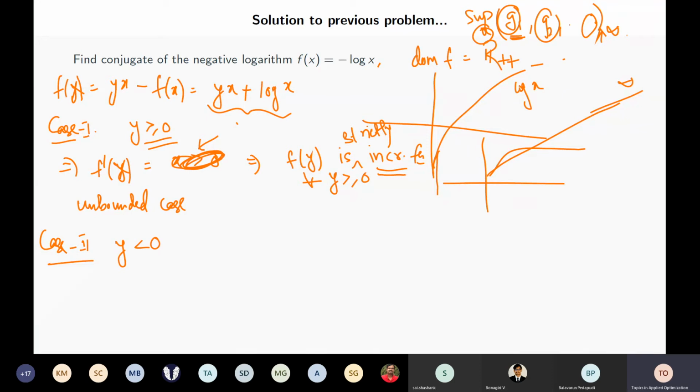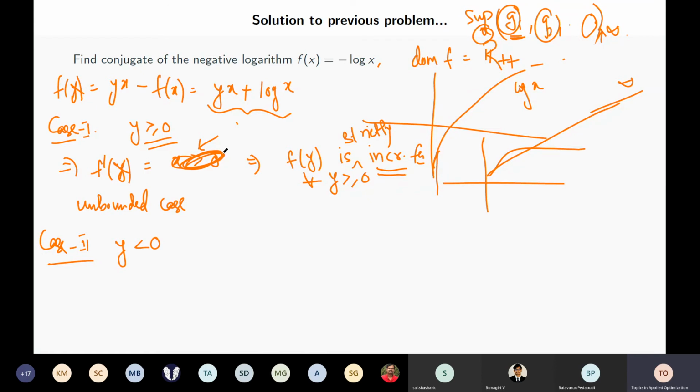Like if it is for any y, one of them is going unbounded, then the domain will be empty. Okay, that's the argument here. So let us fix things. What we have to do is see this as a function of x, because we are taking suprema over x.